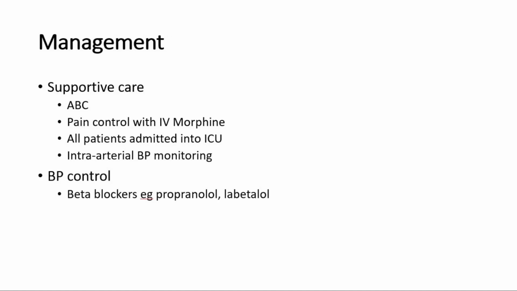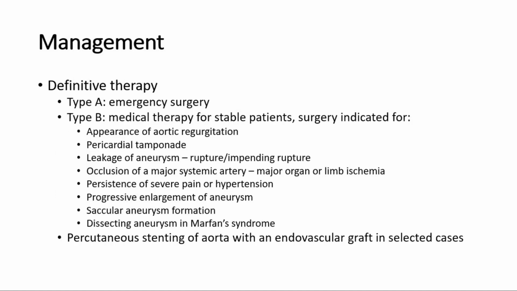Management of aortic dissection. Supportive care including airway, breathing, circulation. Pain control with IV morphine. All patients admitted into ICU. Intra-arterial BP monitoring. BP control, and beta blockers like propranolol or labetalol. Definitive therapy for Type A dissection will be emergency surgery.